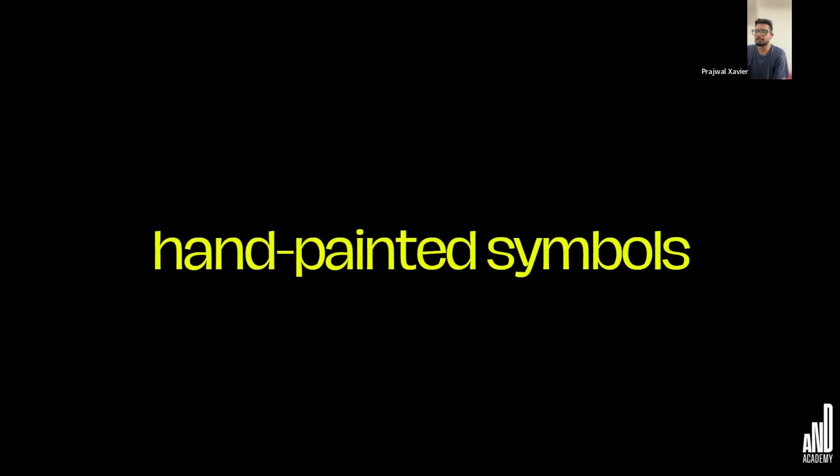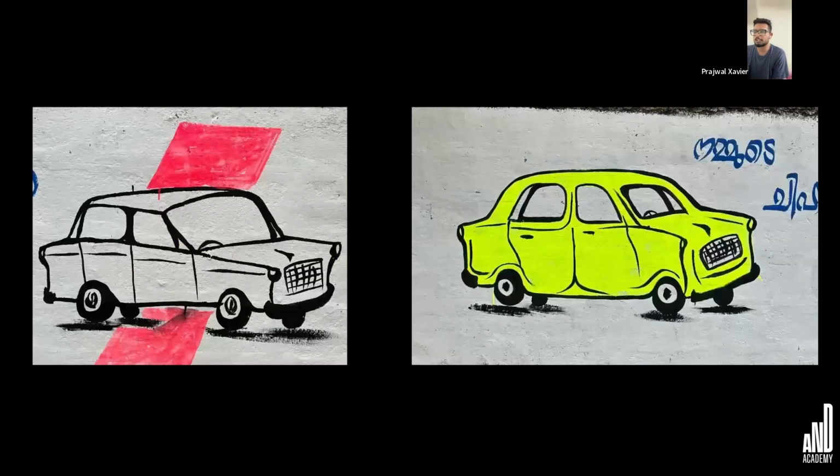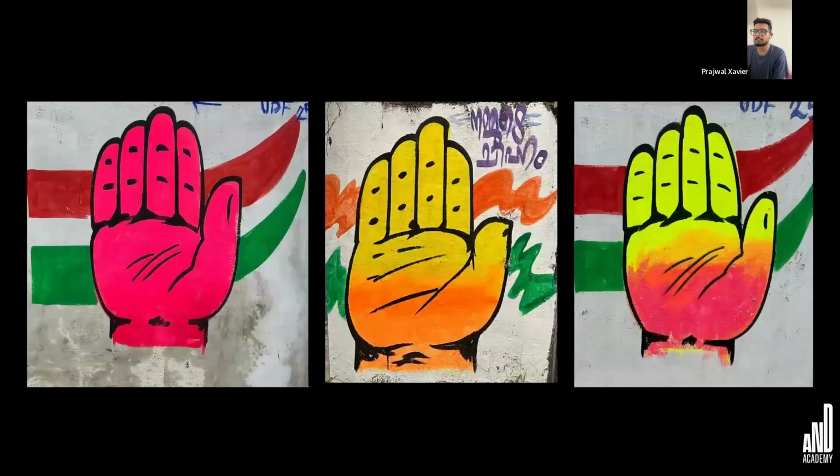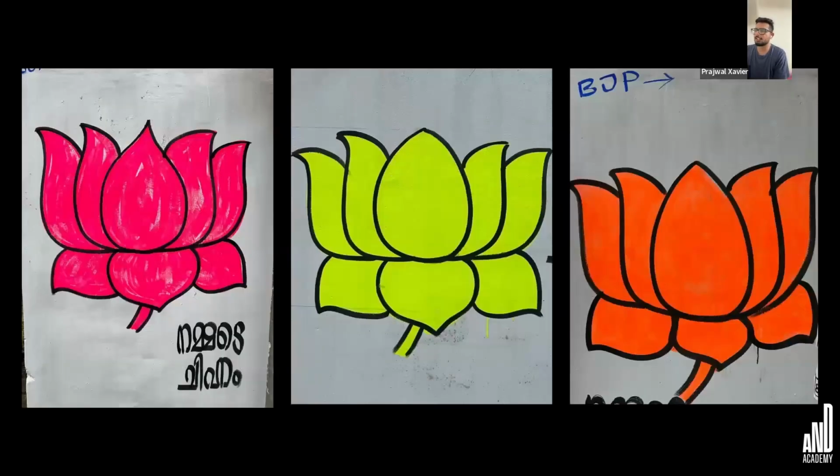So from the political campaigns, I'm showing some hand painted symbols like this. It all depends upon the sign painter. Here, for example, if a shop owner coordinates with a sign painter, it's the sign painter who decides the color, design, and everything. So it's a kind of trust thing also.